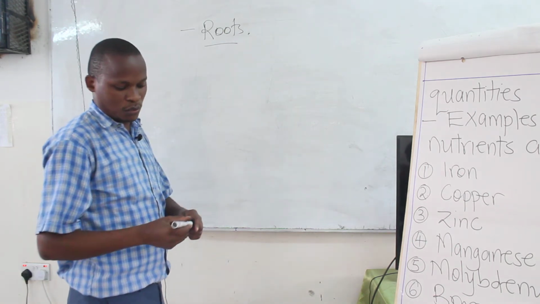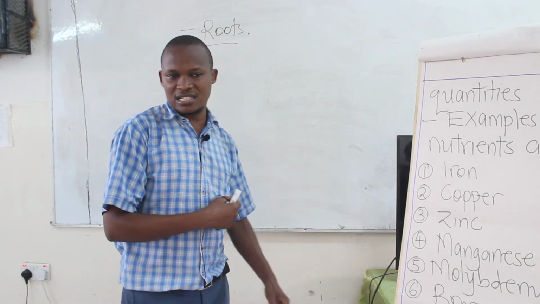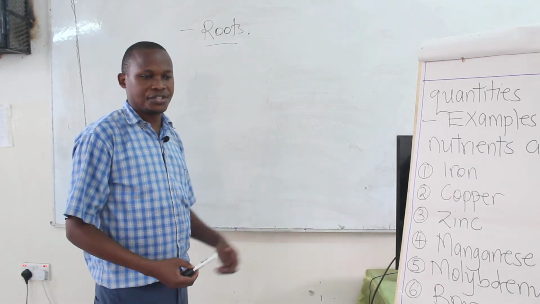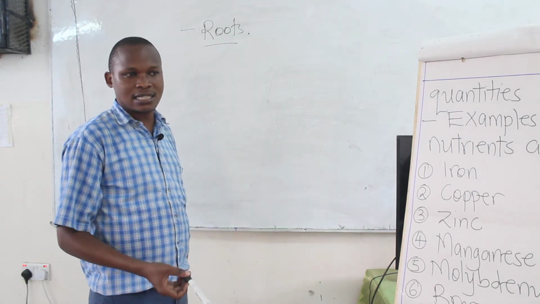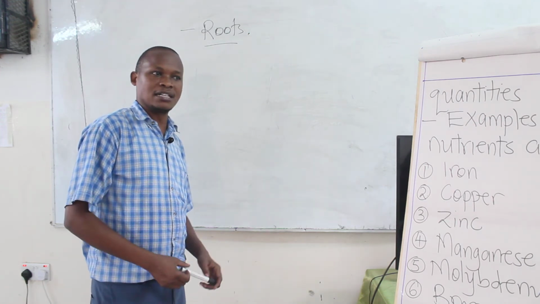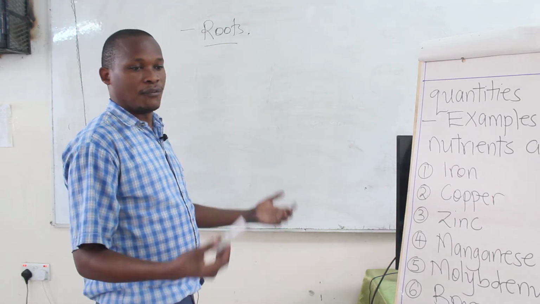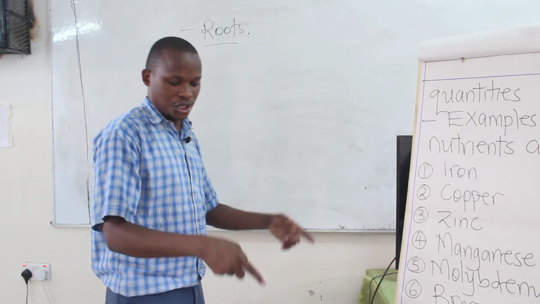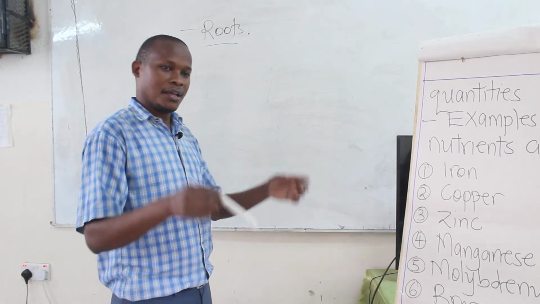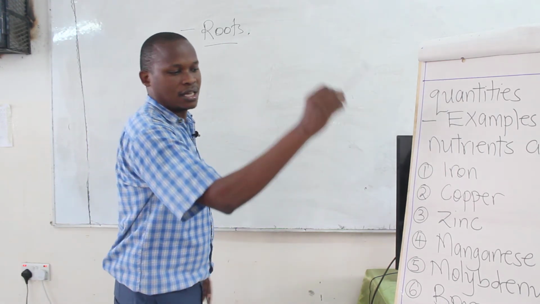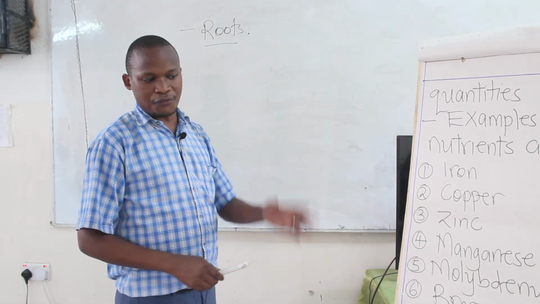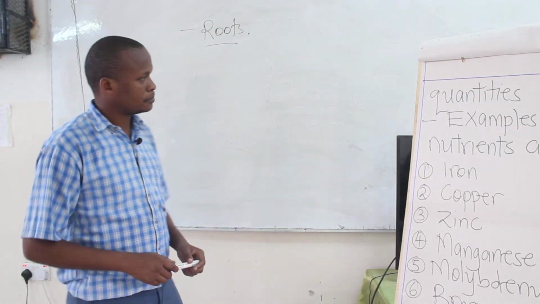Remember, when you were in class 4, you learned that living beings feed. And plants are also part of living beings. Some of you have been wondering how plants feed. Plants feed through the roots, and their food is in the soil. Their food is these nutrients. So this is their food, and we get it from the soil.